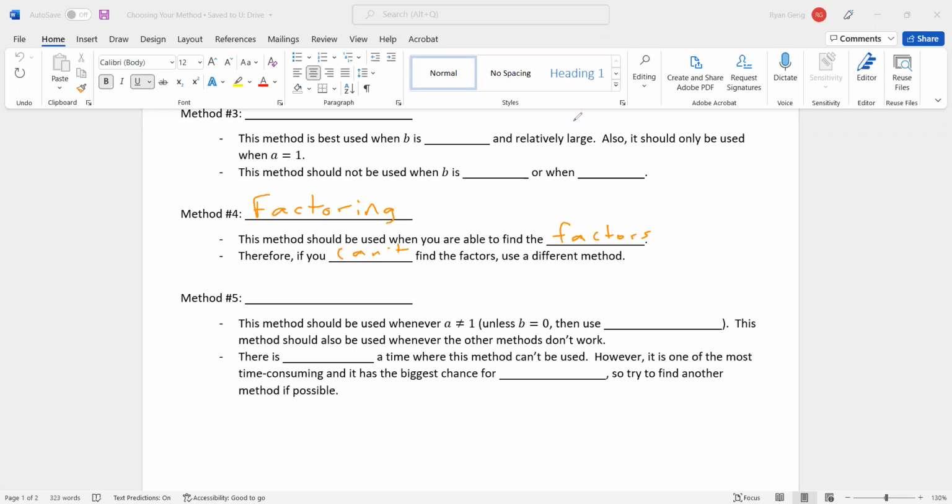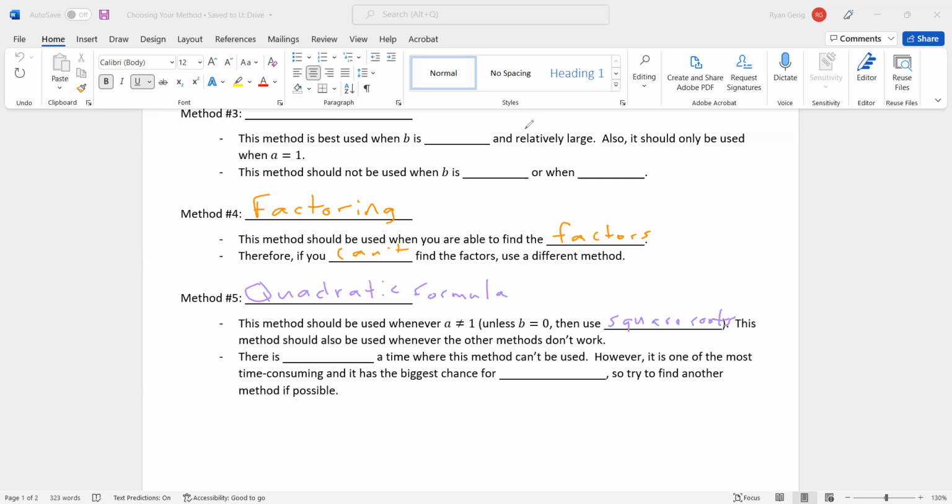Last one is the one we spent a lot of time on here recently, the quadratic formula. This method should be used whenever a is not 1, unless there's a small time when a is not 1 and b equals 0. If b equals 0, remember, you always use square roots. It's just an easy method to follow. This method should also be used whenever the other methods don't work. So if nothing else works, go here.